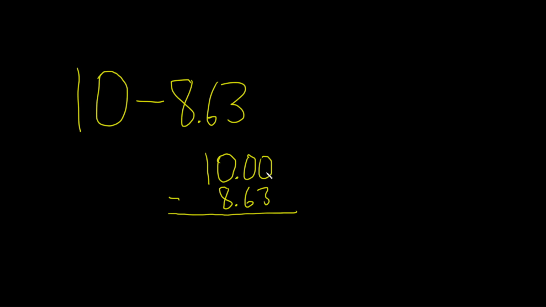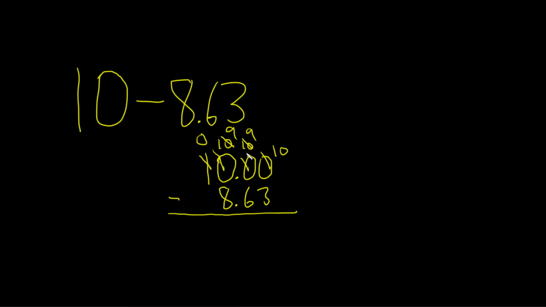So what you have to do is go over here and borrow one. But there's nothing to borrow, so you go to the next one and borrow one. But there's nothing to borrow, so you go here and you borrow one. So that becomes a 0, that becomes a 10. But then you want to borrow one for this, so this becomes a 9, this becomes a 10. But then you want to borrow one for this, so this becomes a 9, this becomes a 10.